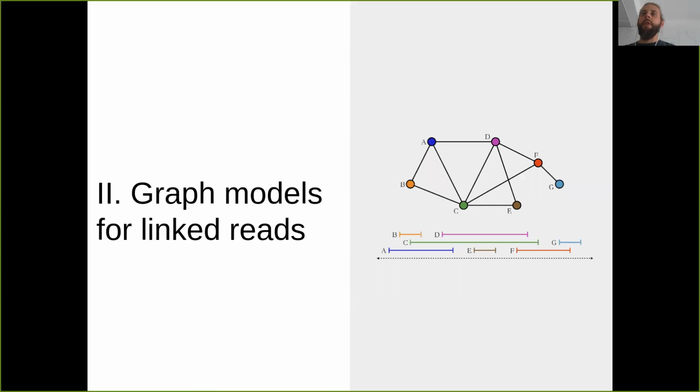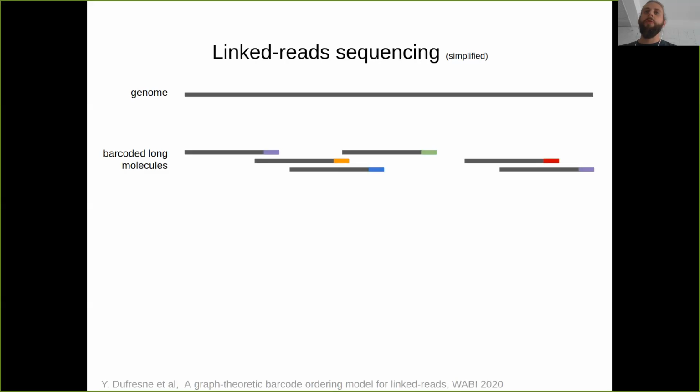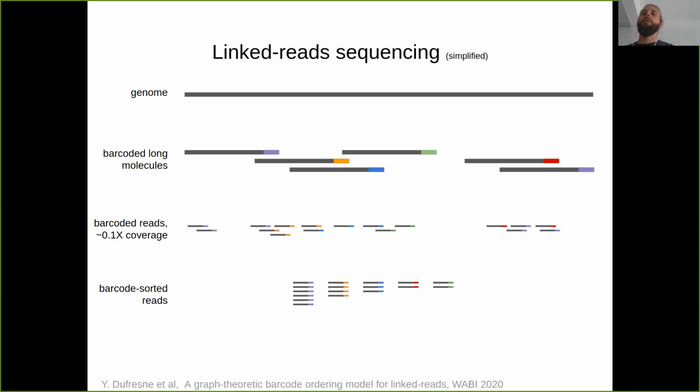The second part will be on graph models that are linked to linked reads. So, a quick reminder of linked reads. You have the genome, you split it into long molecules that are barcoded. Each long molecule is sequenced by short reads that share the same barcode. You sequence all the short reads together, and you have a bunch of short reads with barcodes.